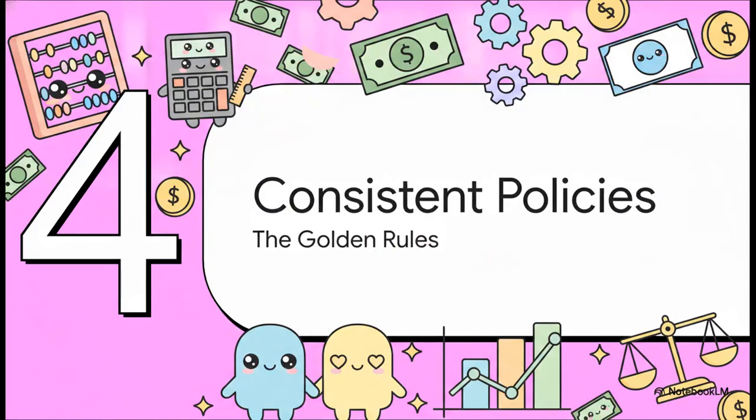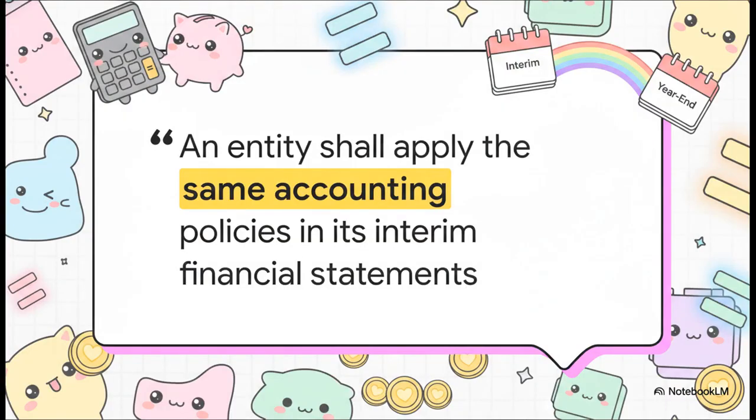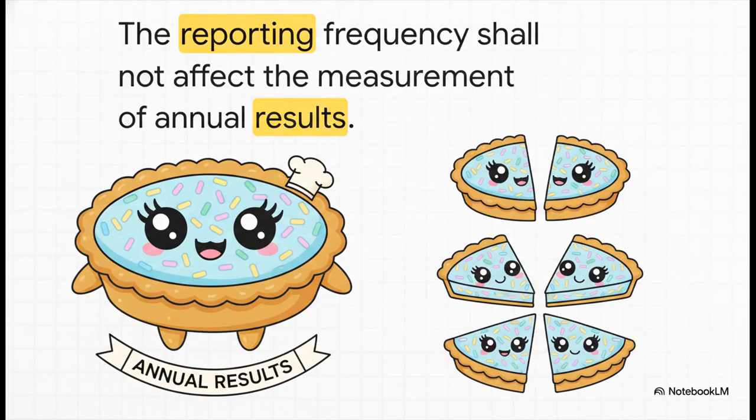Section 4. Consistent accounting policies. This is where the math and the theory really meet. This right here is the absolute golden rule of IAS 34. You cannot, and I mean cannot, suddenly change your accounting policies or computation methods just because it's an interim period. The rules for recognizing assets, liabilities, income, and expenses are exactly the same halfway through the year as they are on December 31st. This rule brilliantly ensures consistency.